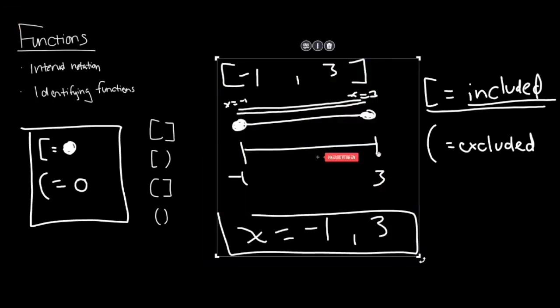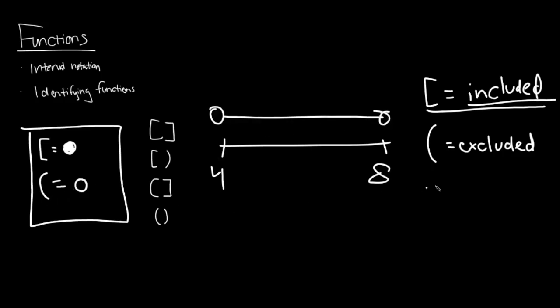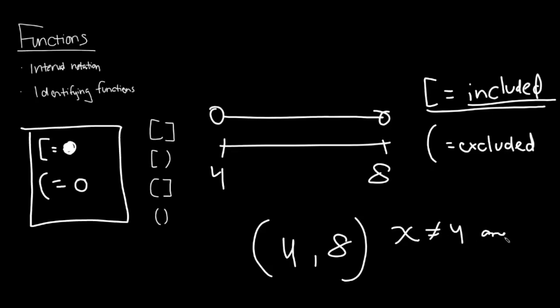So let's give you another example to get your head around it. If we do 4 and 8, and they're both hollow, so both hollow equals round brackets, and round brackets equals excluded. So we write a round bracket 4 and a round bracket 8. It means that x cannot equal 4, and x cannot equal 8.